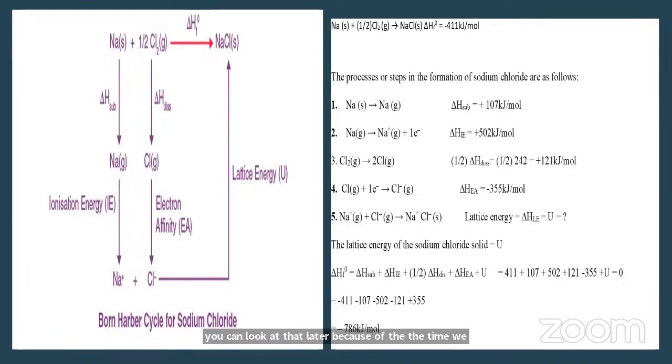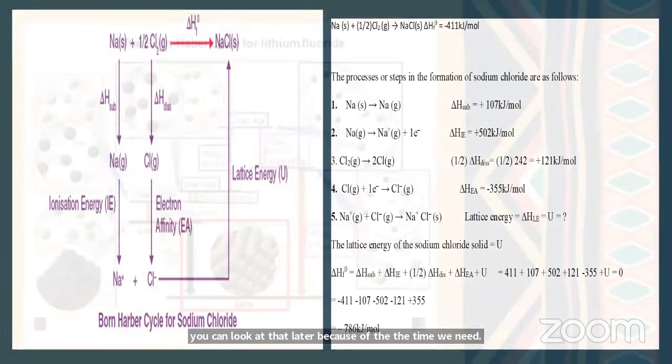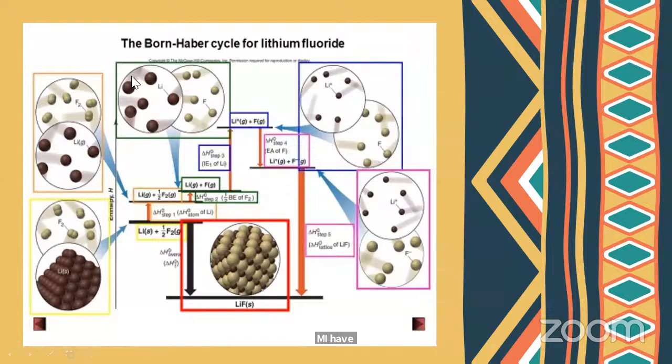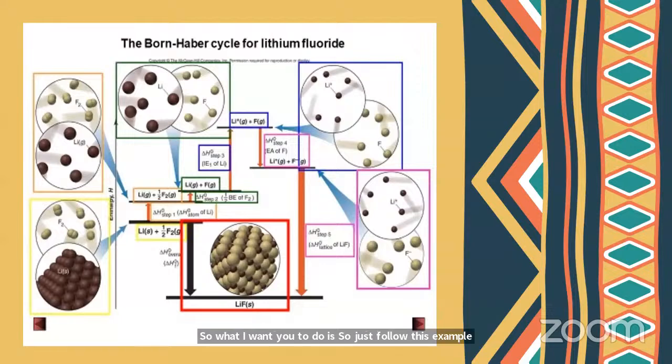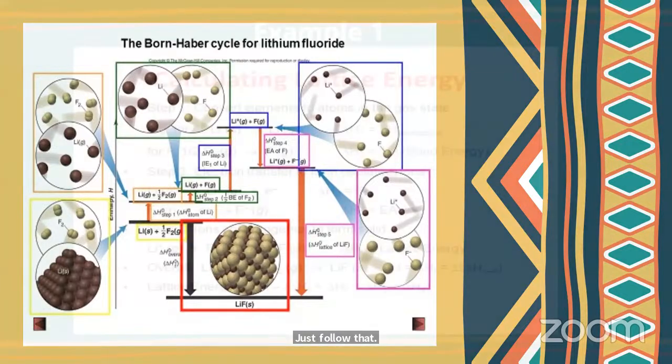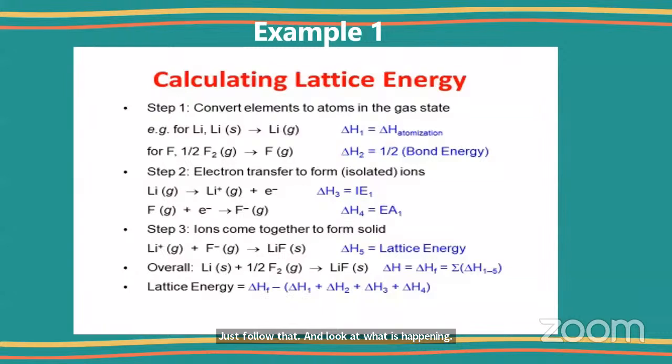Now I have another example here, the formation of lithium chloride. So what I want you to do is to just follow this example that we have in class. I've explained it in class. Just follow that explanation and look at what is happening in the Born-Haber calculation of lattice energy for lithium chloride.